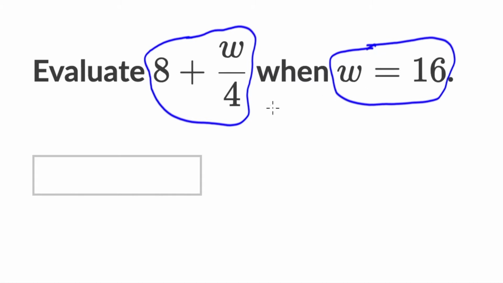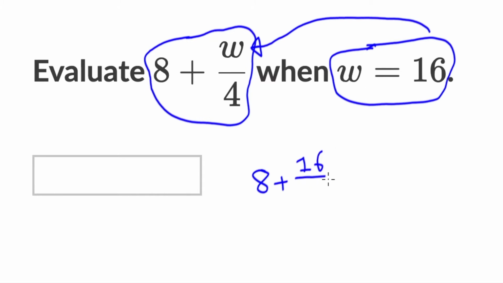Just like in problem number 1, we're going to plug in the value. So w equals 16, and we're just going to plug it in for w. That's just about it. So let's go ahead and rewrite our expression. We got 8 plus 16, because w equals 16, showing us right there, divided by 4.